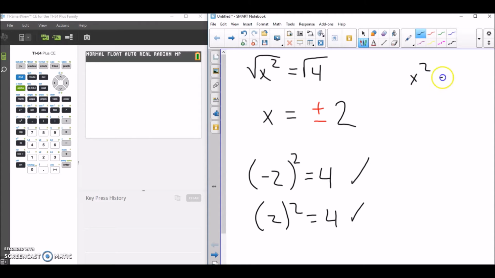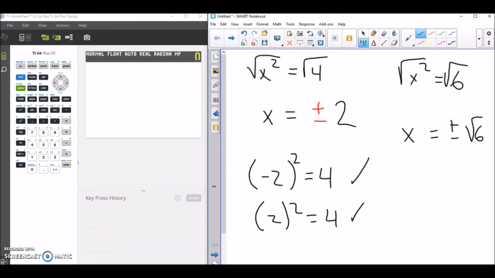So for instance, if I said x squared equals 6, what would x equal? Well, square roots of both sides. We do not know the square root of 6. And again, remember, positive or negative square root of 6.